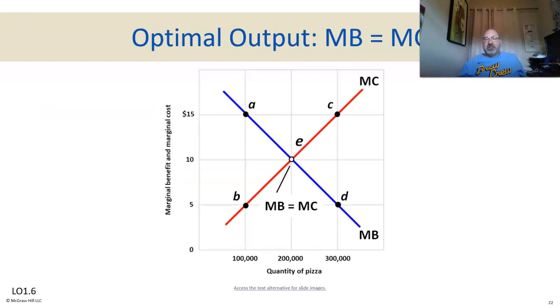In marginal analysis, the optimal output is where marginal benefit equals marginal cost. Marginal benefit is a downward sloping line. It looks like a demand curve. Marginal cost is an upward sloping line, which will look like a supply curve. The optimal output is where marginal benefit equals marginal cost, which in this case is point E, at a quantity of 200,000 pizzas and 10 for marginal benefit and marginal cost. So there you go.